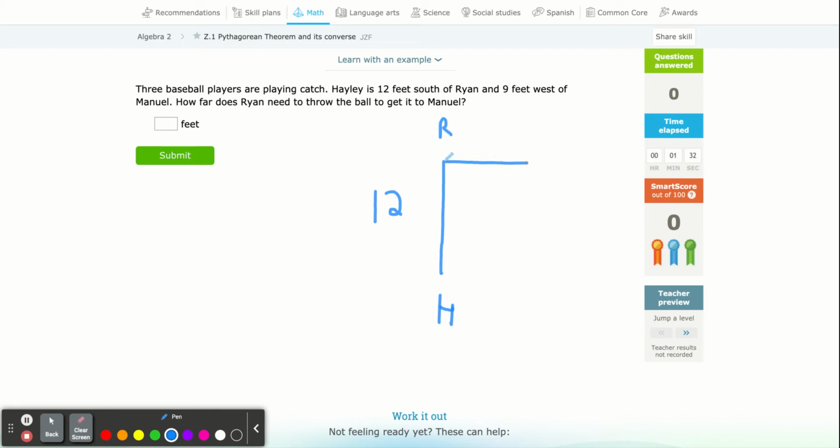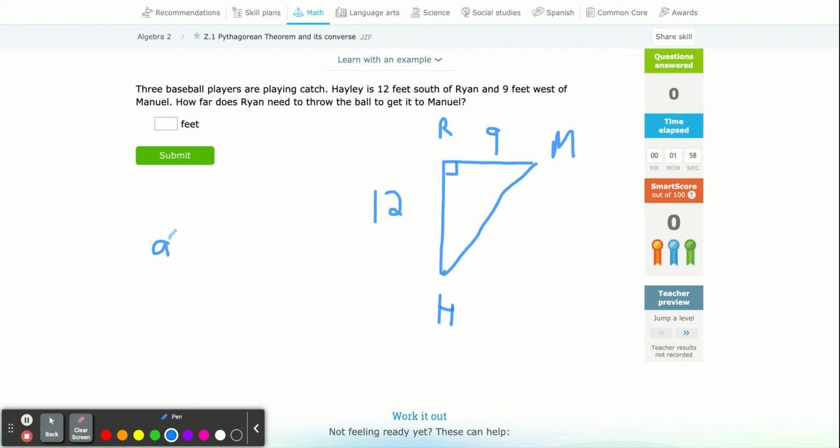So I'm just going to go off. That's actually east. I could go west, but it still forms the same right triangle. 9 feet. How far does Ryan need to throw the ball to get to Manuel? So again, this is Manuel. We want to know how far Manuel and Harley have to throw. So there's a right triangle because north-south is perpendicular to east-west, and we perform Pythagorean's theorem.